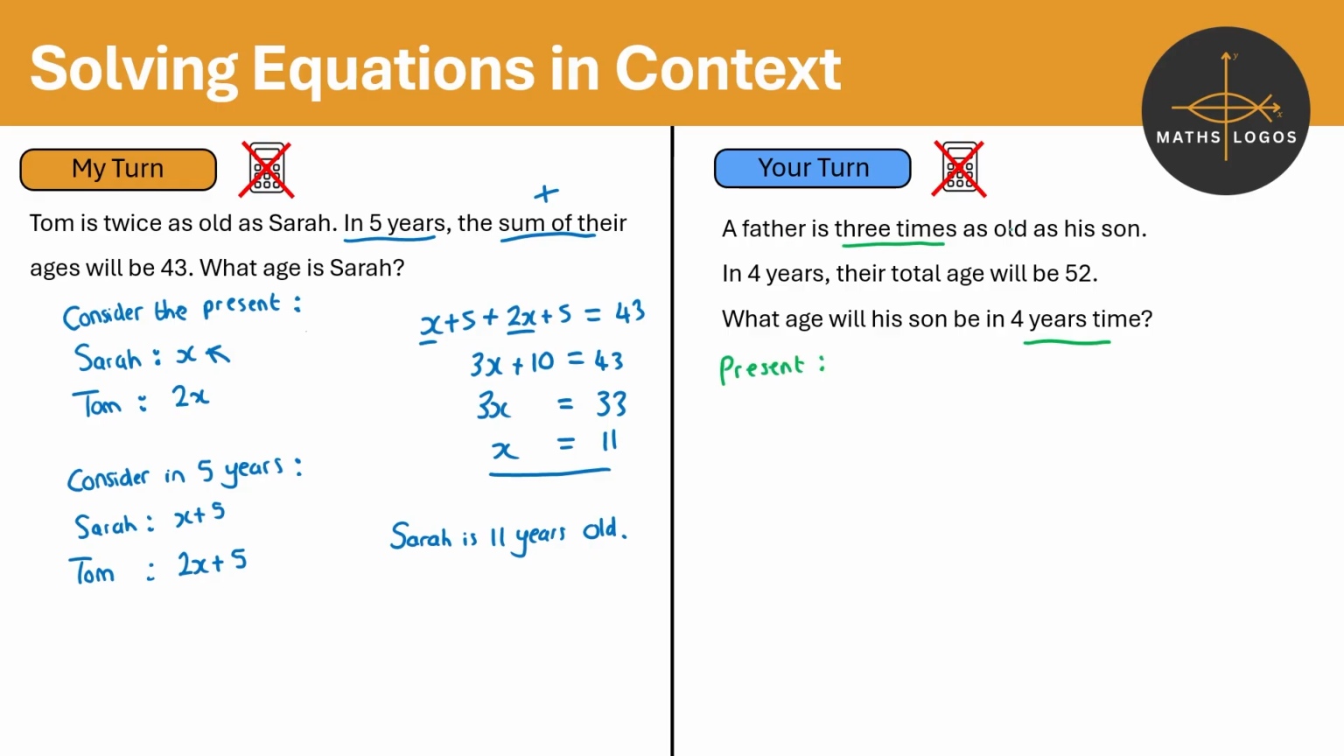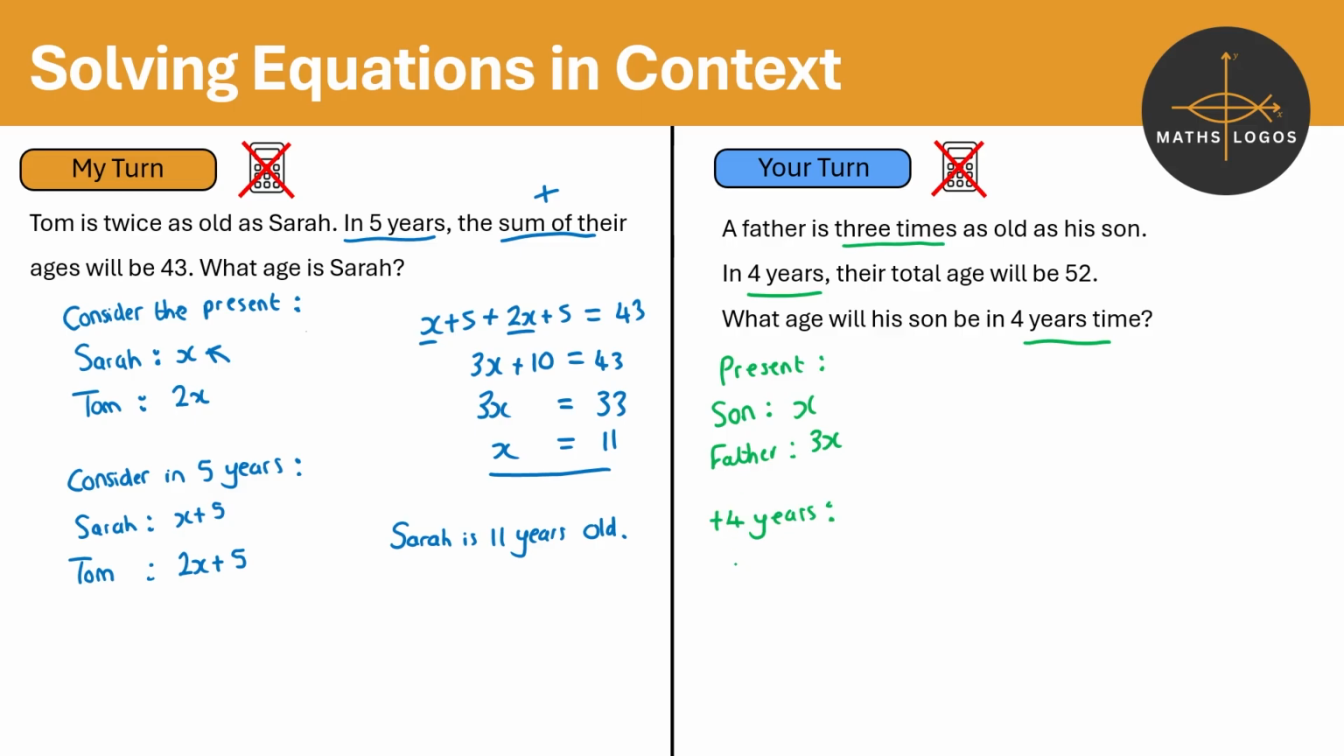And it says the father is 3 times as old as the son. So let's let the son be x. And what that means is the father is 3 times that. So the father is 3x. That's the present. And then it says in 4 years. So let's consider in 4 years.